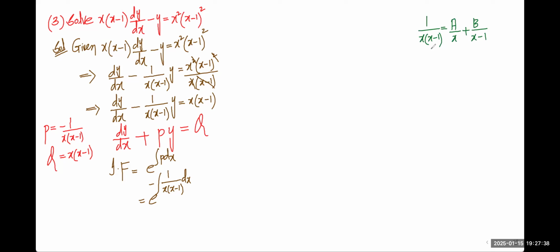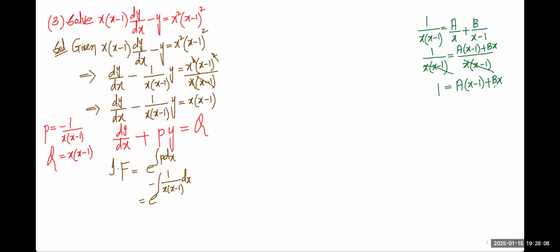You remember this, you are an MPC student now. This partial fraction is there in the second year. x into x minus 1 is the denominator, so we get A into x minus 1 plus B into x. You know how to solve this, right? The denominator gets cancelled, and 1 is equal to A into x minus 1 plus Bx.